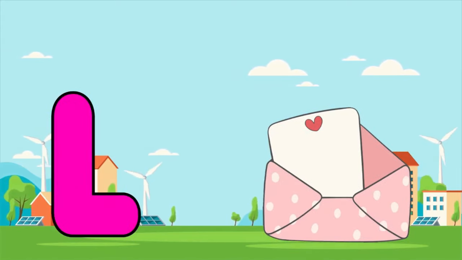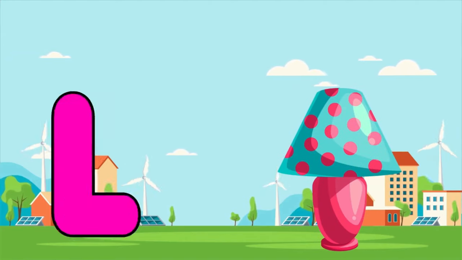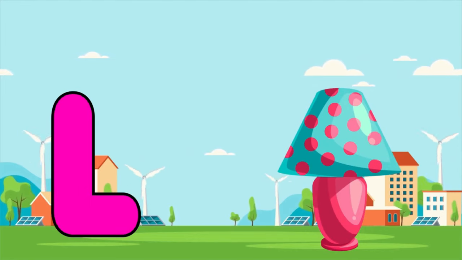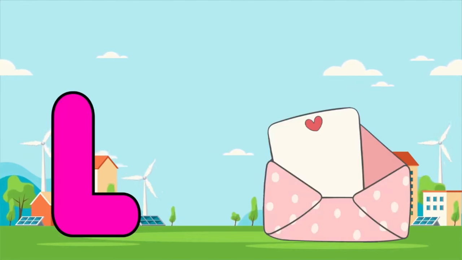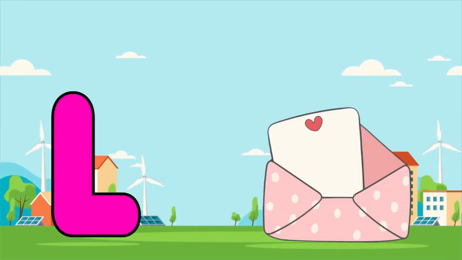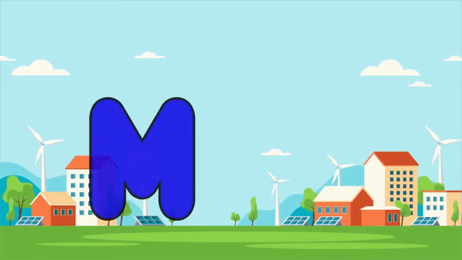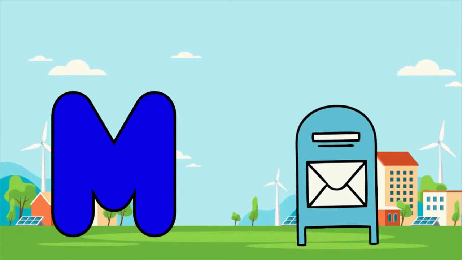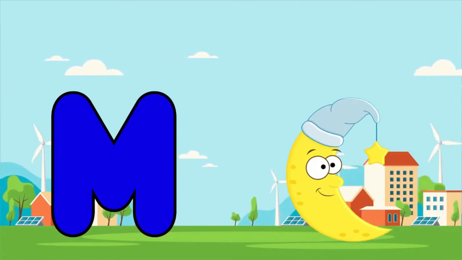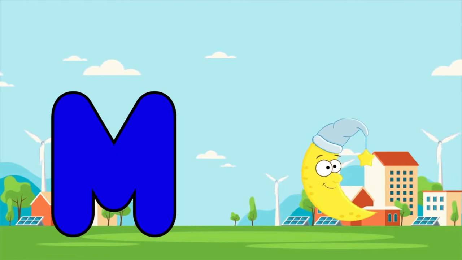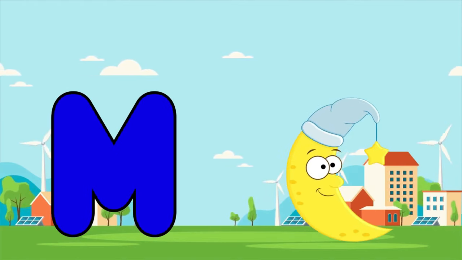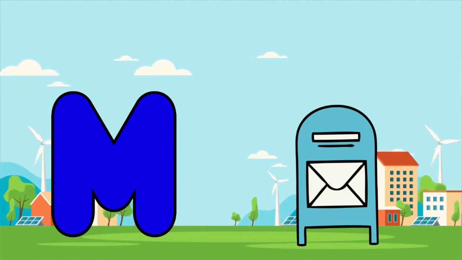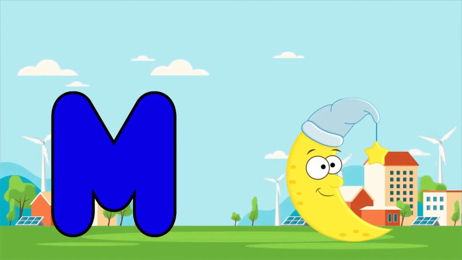L is for ladder. L-l-ladder. L is for lamp. L-l-lamp. M is for mailbox. M-m-mailbox. M is for moon. M-m-moon.